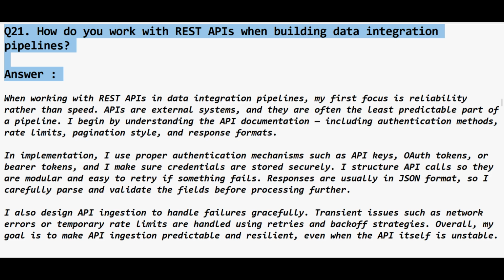I also design API ingestion to handle failures gracefully. Transient issues such as network errors or temporary rate limits are handled using retries and backoff strategies. Overall, my goal is to make API ingestion predictable and resilient, even when the API itself is unstable.